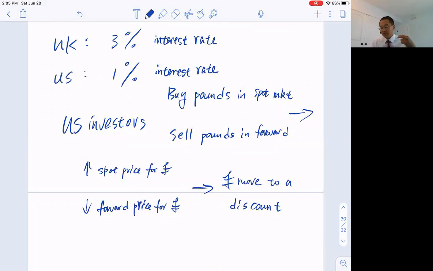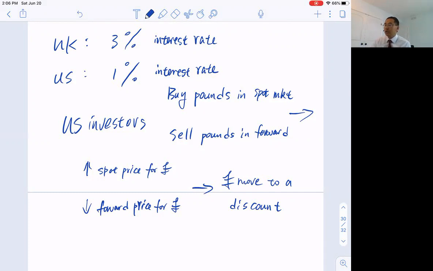So by investing in the UK, you can make 2% more money, more return, and you can then sign a forward contract now at a 1% discount. You take a hit. At the end, you still make 1% extra than you would in the US by going through with this deal. So that's why people do this, right? And this is called interest arbitrage, okay, when people try to take advantage of the difference in interest rates.